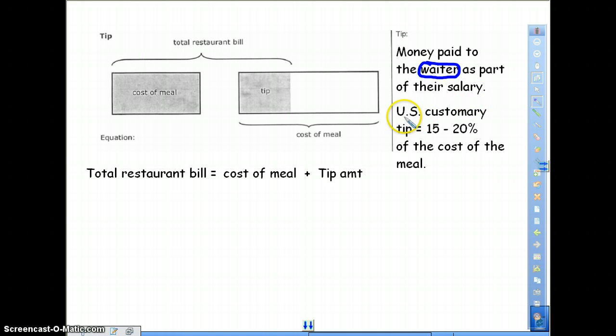In the U.S., the customary tip is 15 to 20% of the cost of the meal or the price of the service. All right? 15 to 20% of the cost of the service. Let's pause the video there.